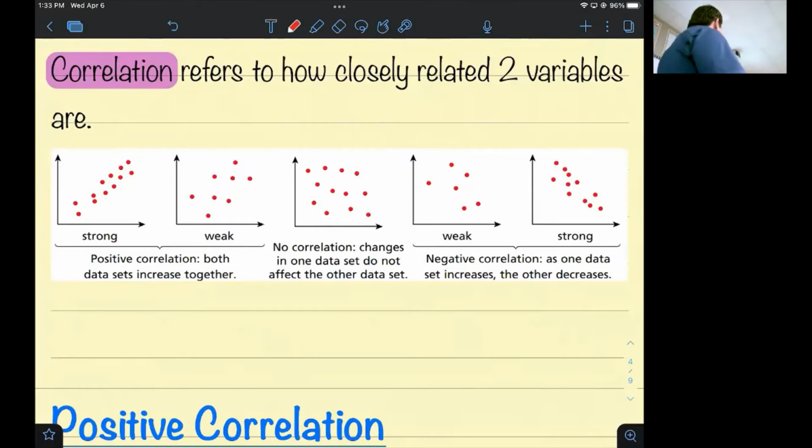Then you've got no correlation, which means you couldn't even draw a trend line. Like I have no idea if I draw my trend line going up or down or straight across. And then we've got weak negative, and then we've got strong negative. The stronger the correlation, the more of a relationship those two variables have, the more closely related they are.